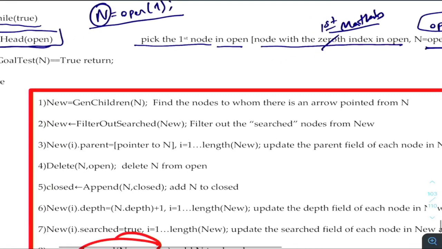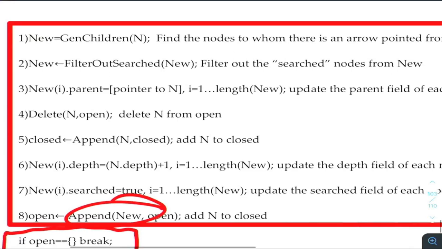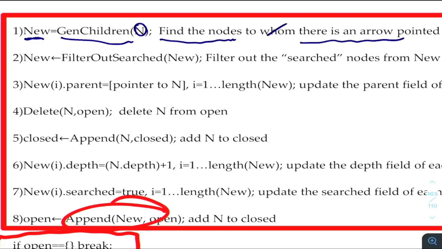Check if the chosen node is the goal, if we reach the goal node. If yes, just return. If not, do the steps I listed. It's good pseudocode. It doesn't gloss over a bunch of stuff, so bear with me. Generate children of n. Let's read the comments: find the nodes to which there is an arrow pointed from n.